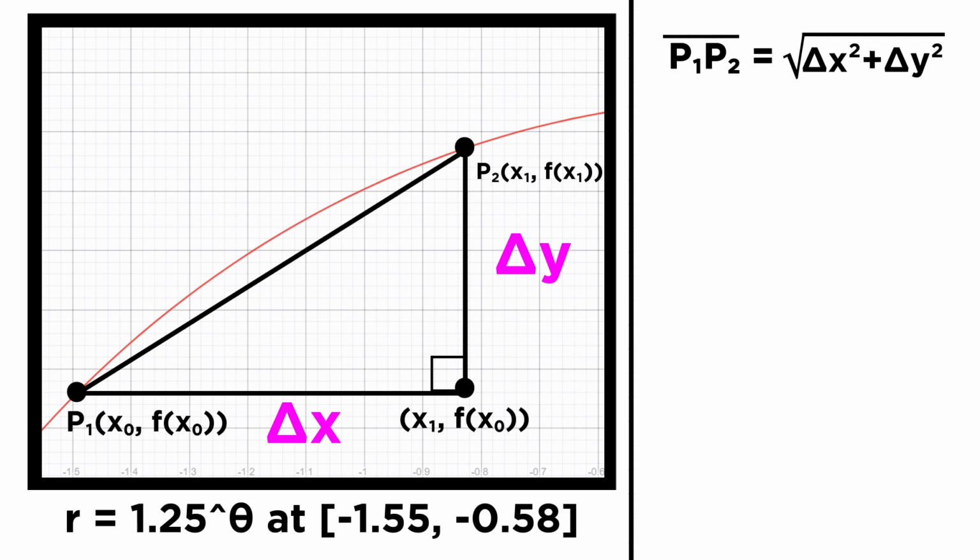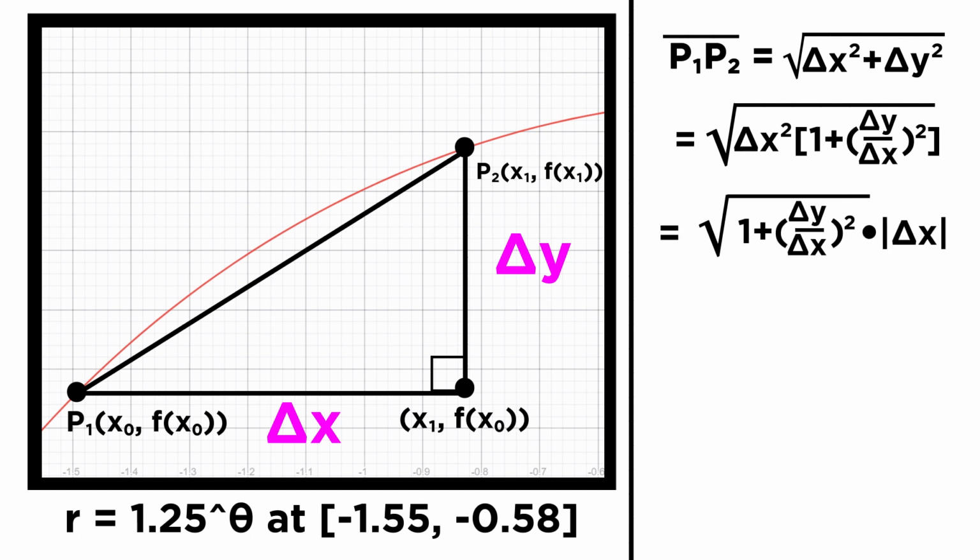Let's perform an algebraic manipulation on the radicand. We'll factor out delta x squared, which leaves us with delta x squared times 1 plus delta y over delta x quantity squared. After taking out the square root of delta x squared, we get the absolute value of delta x times the square root of 1 plus delta y over delta x quantity squared. Since delta x can only be positive, we can drop the absolute value.